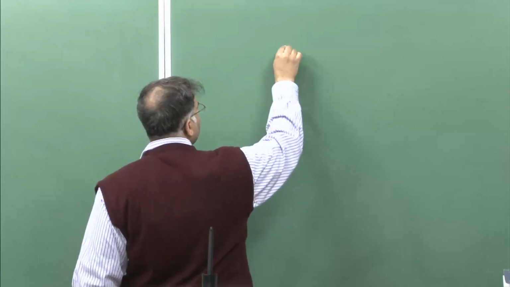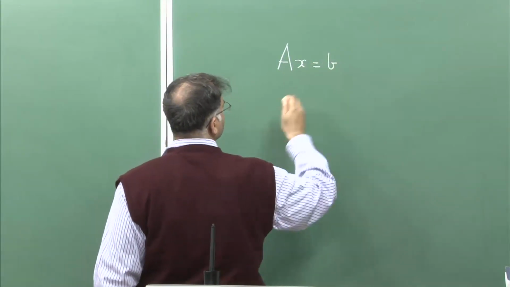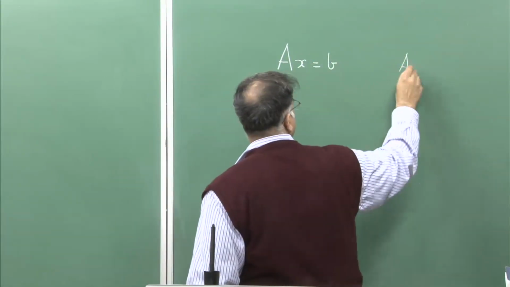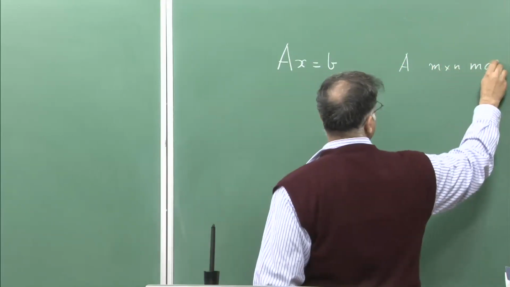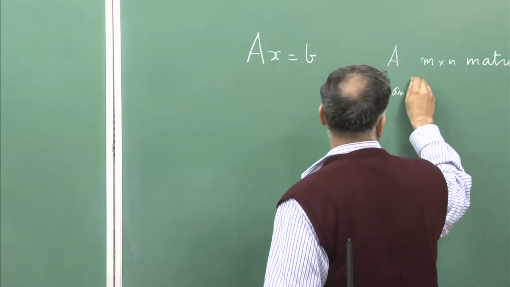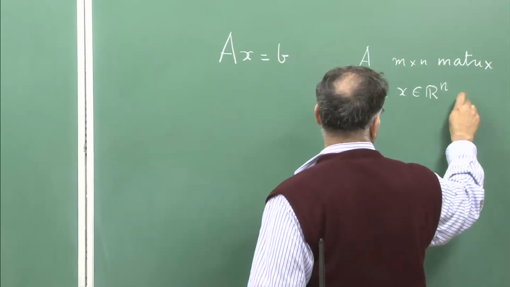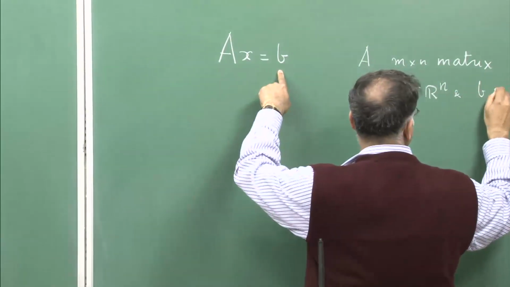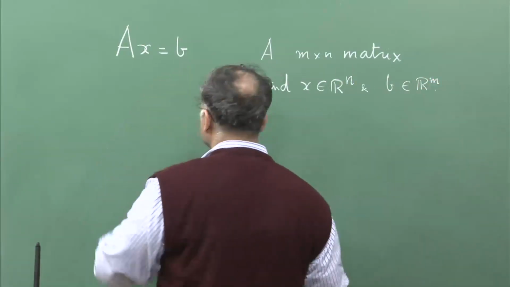I have an m cross n matrix and I want to solve this equation. So, A is an m cross n matrix, x is an n vector, and b is in R^n.